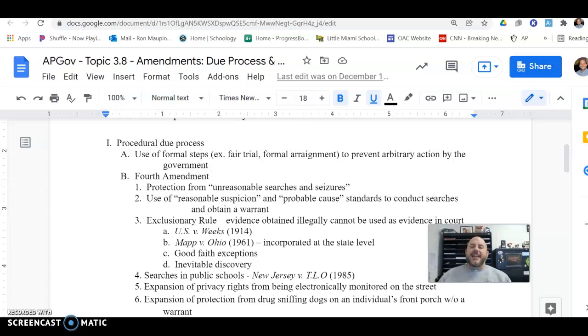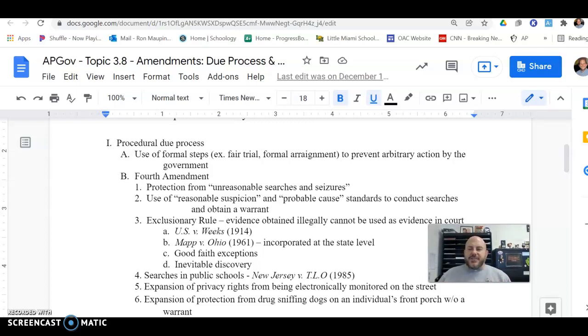The idea being is that if the police are trying their reasonable best to follow proper due process steps, and they make a mistake in that process, but it's a minor mistake, and they're reasonably trying, they're not actively, negligently violating somebody's rights, then that's going to be considered a good faith exception. That evidence would be allowed to be used.